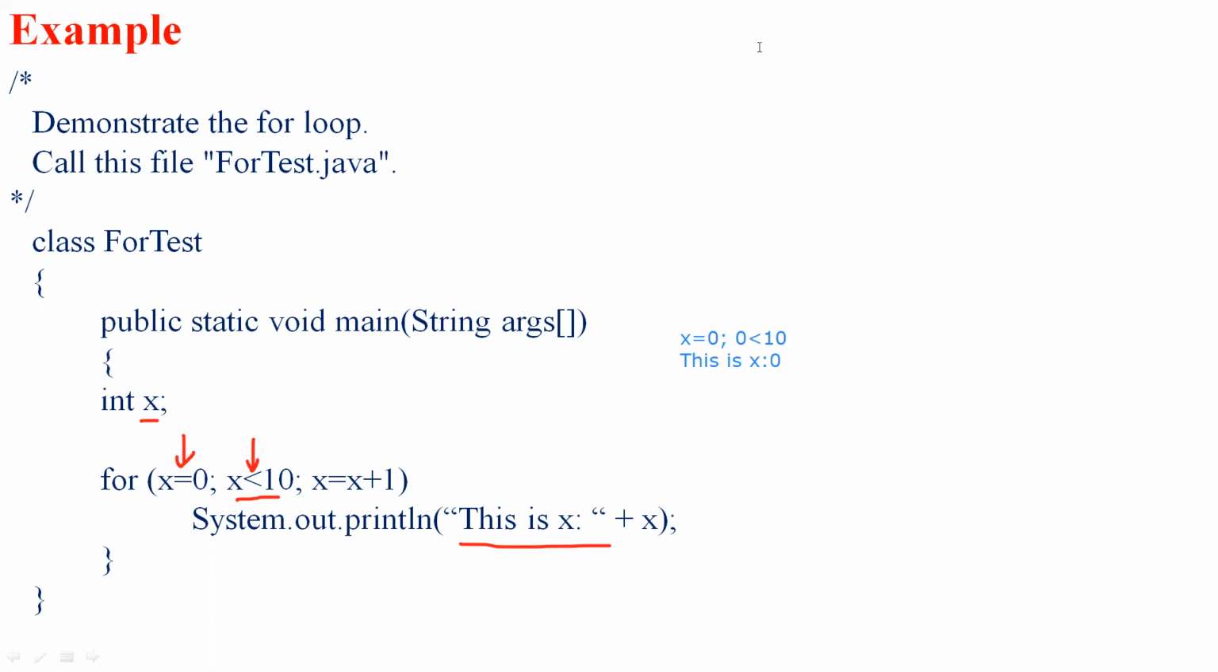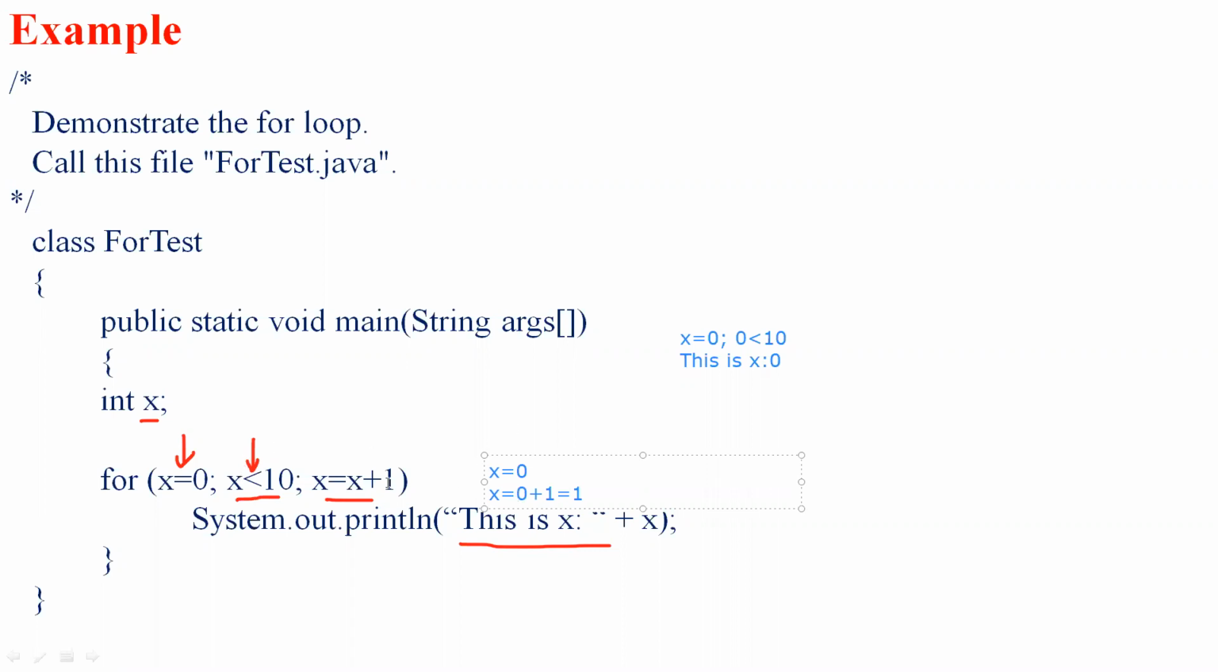Once I print the given output, I move to the iteration statement. I need to determine the next value, so by using this iteration statement, I need to increment or change the value of x. Initially the value of x is 0, so after printing, x becomes 0 plus 1. So the value of x is 1 now.